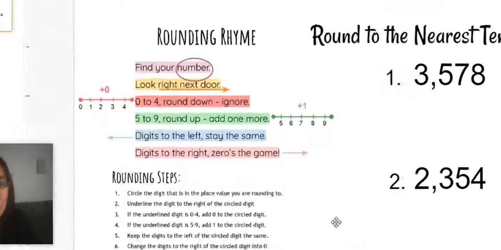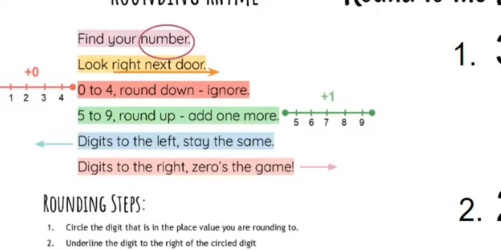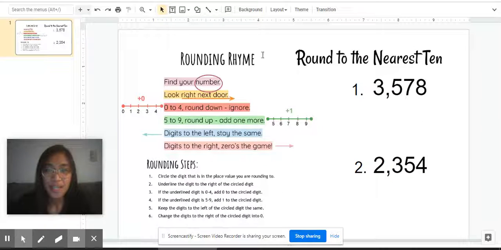I am going to show you how to round in this video. So, we are going to use this rounding rhyme to help guide us, and the first step tells us to find your number. So in order to find our number, we must know about our place values. So let's look at our example number 1. 8 is in the ones place, 7 is in the tens place, 5 is in the hundreds place, and 3 is in the thousands place.